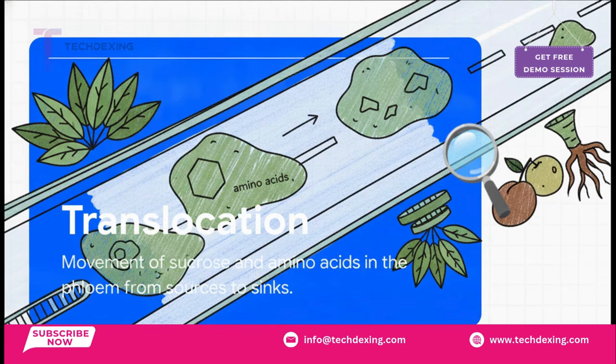The highway itself is this intricate tissue network called the phloem, and the starting points and destinations? Well, those are our sources and sinks. Locking down this exact terminology is absolutely crucial for truly understanding how this whole economy operates.